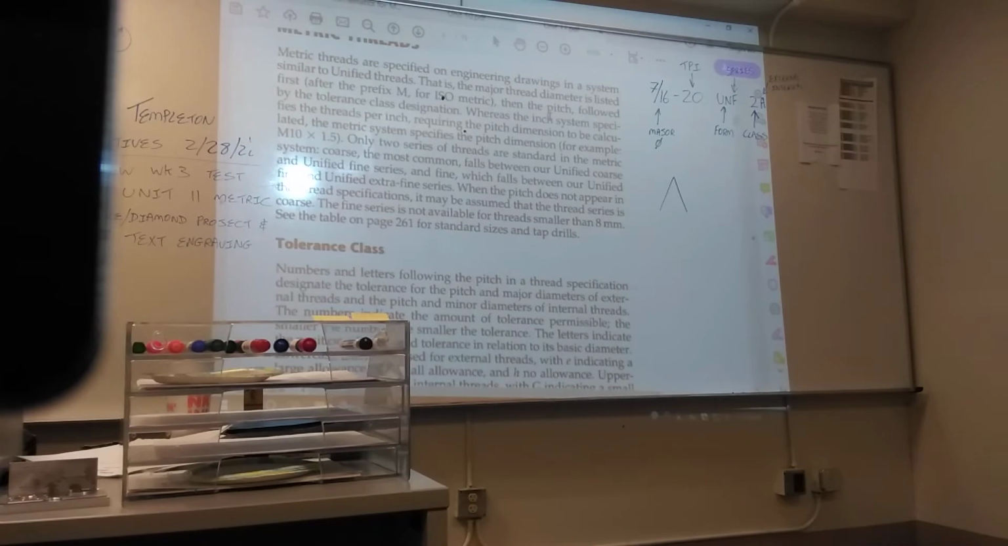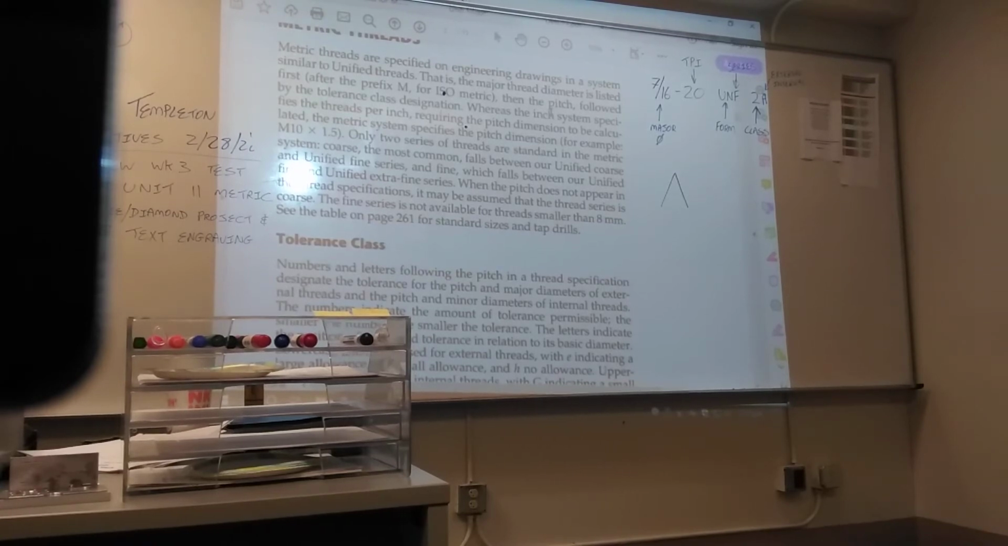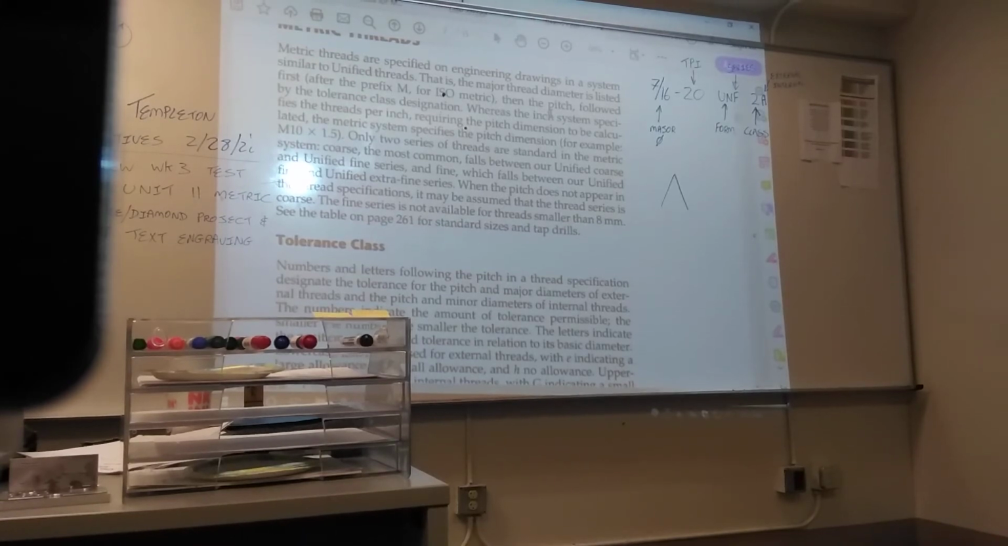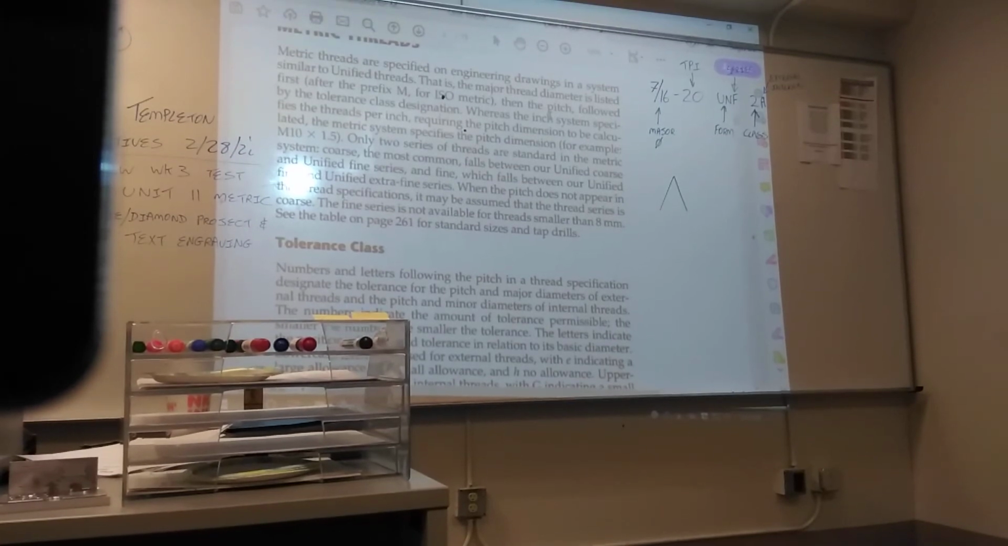So you're going to look up the thread form that you're working in. In our case, it is UN. So we look for the UN threads, and down this first column, you're going to look for 7/16-20. 7/16-20 is here, right where my thumb is. I'm going to pass the book around so you can see it. Then in the next column, you have the class: Class 1, Class 2, Class 3. You follow that across, and it gives you all your tolerances.